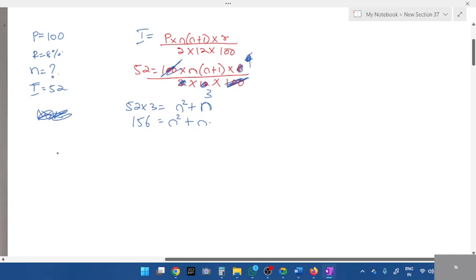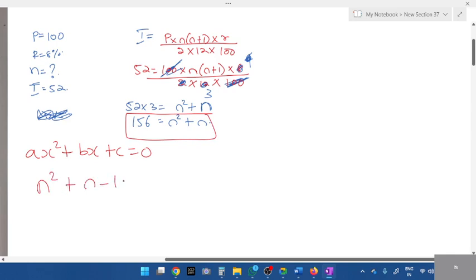Formula method? Right? Let us arrange this. What's the general equation, students? ax square plus bx plus c is 0. Arrange this equation. If you shift 156 to the other side, what does it become? Minus or plus? Minus. N square plus N minus 156 is equal to 0. Now tell me using sum and product.